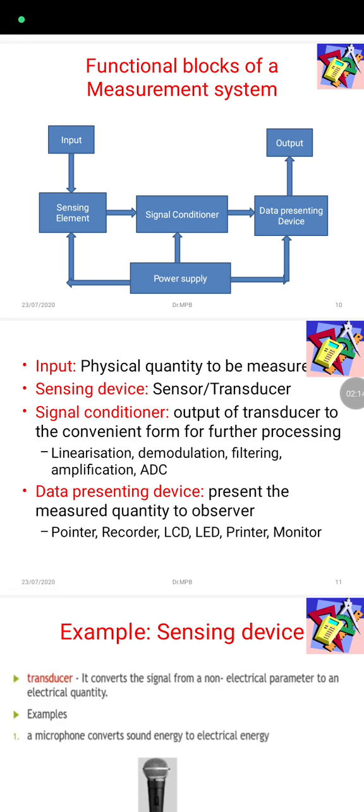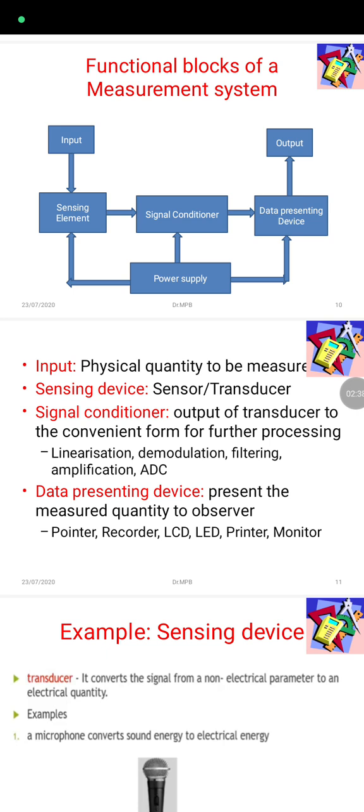Signal conditioner converts the input signal into the required form, the output of the transducer into a convenient form for further processing. The functions of signal conditioner are linearization, demodulation, filtering, amplification and analog to digital conversion.